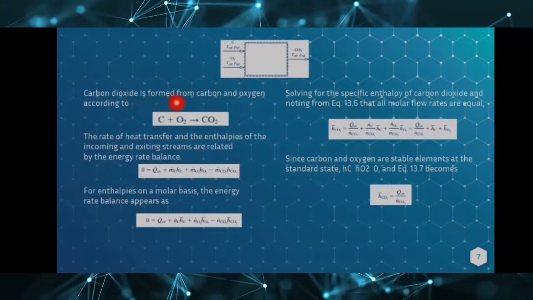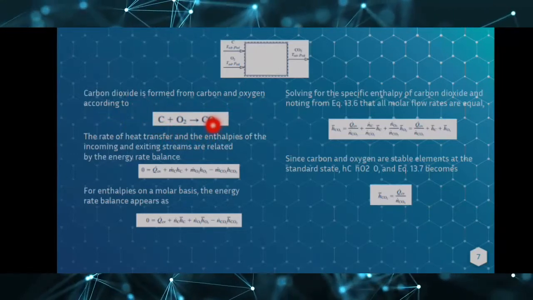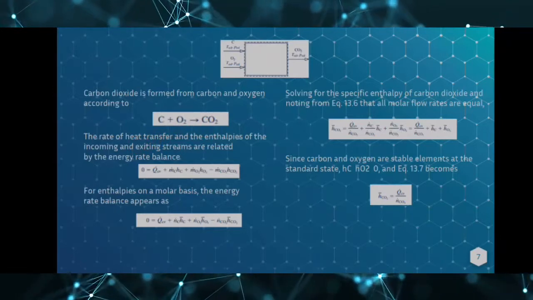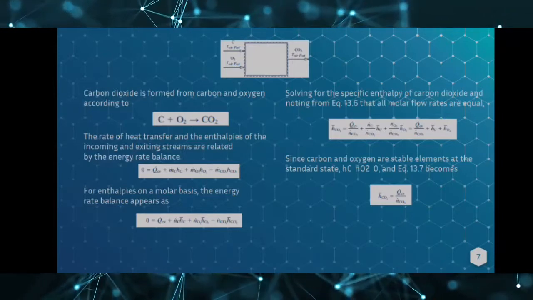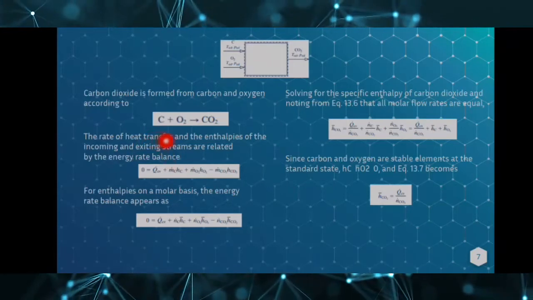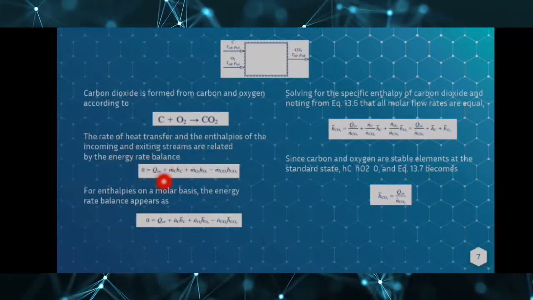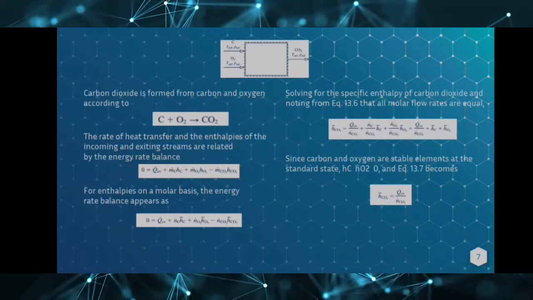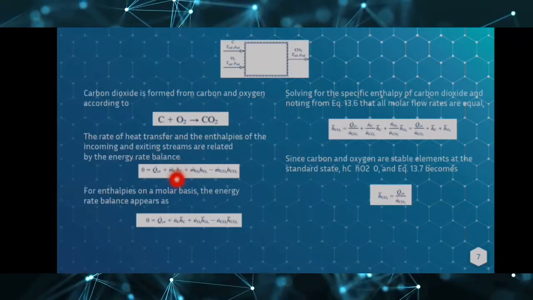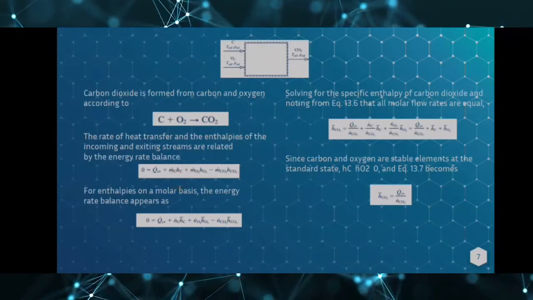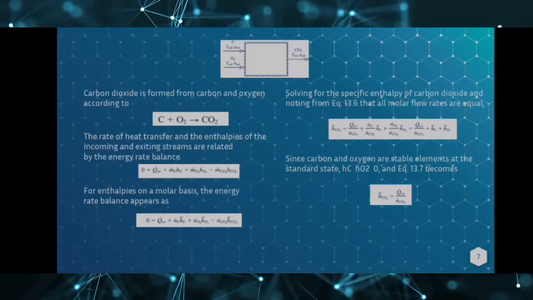The carbon dioxide is formed from carbon and oxygen according to C plus O2 equals CO2. The reaction is exothermic, so for the carbon dioxide to exit at the same temperature as the entering elements, there would be a heat transfer from the reactor to its surroundings. The rate of heat transfer and the enthalpies of the incoming and exiting streams are related by the energy rate balance, which is this equation, where m dot and h denote respectively mass flow rate and specific enthalpy. In writing this equation, we have assumed no work and negligible effects of kinetic and potential energy.